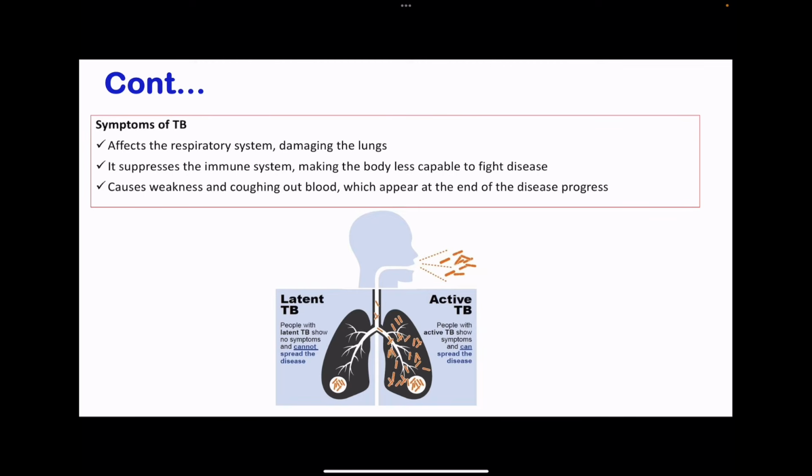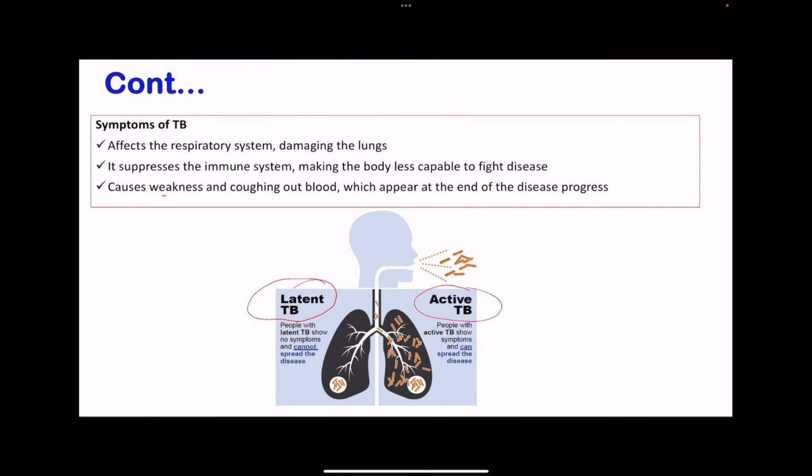When TB infects the body, there is a latent phase and an active phase. In the latent phase, usually they form a tubercle and hide away from the immune system. But when there is a compromise in the immune system, we can go to the active phase where tissues are infected and there is a lot of destruction that could occur. So TB causes a lot of lung damage, and it suppresses the immune system, making the person not able to fight disease.